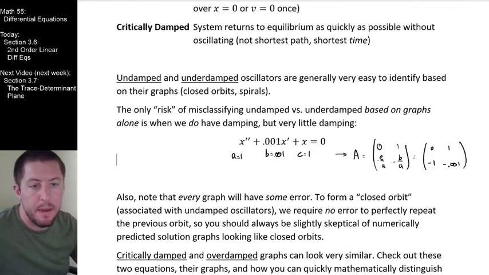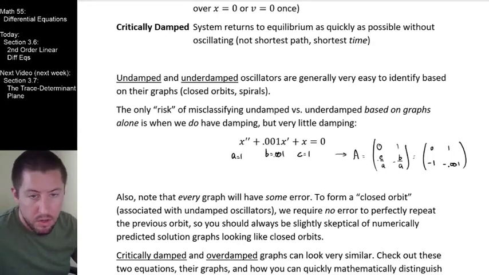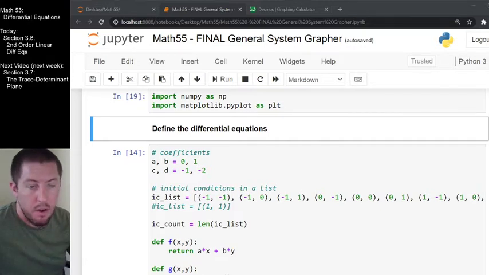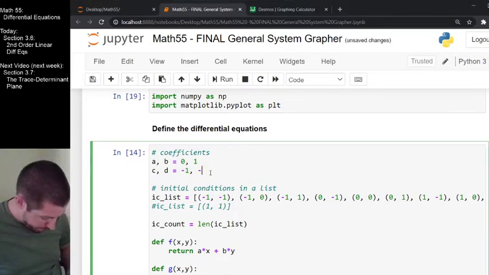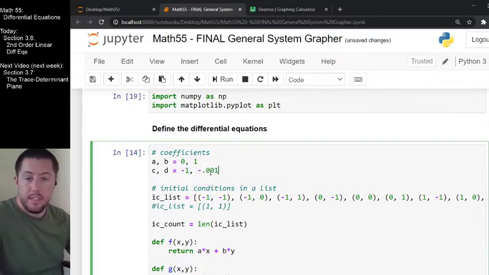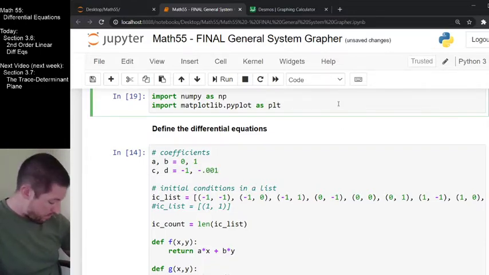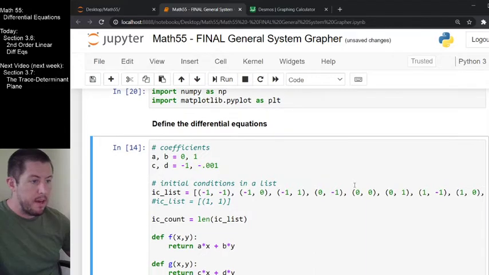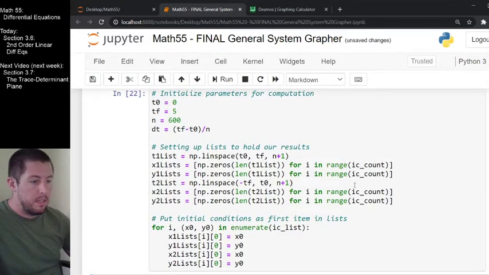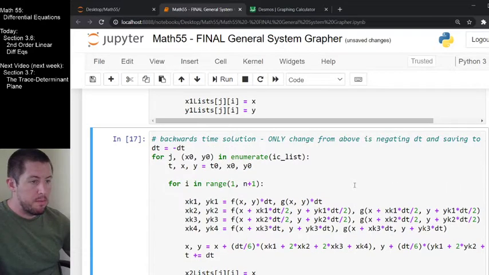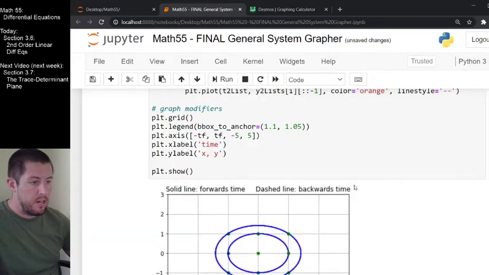So now let's go back to Python and do this. 0, 1, negative 1, negative 0.001 is what we want to graph. And let's go ahead and run this whole thing. I'm going to import my libraries, define my functions and coefficients, initializations, forwards time solution, backwards time solution, and generate the graph.